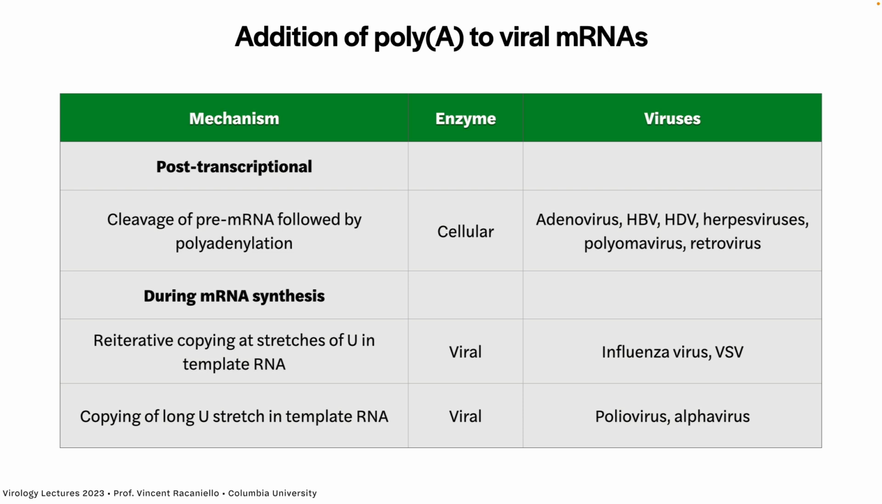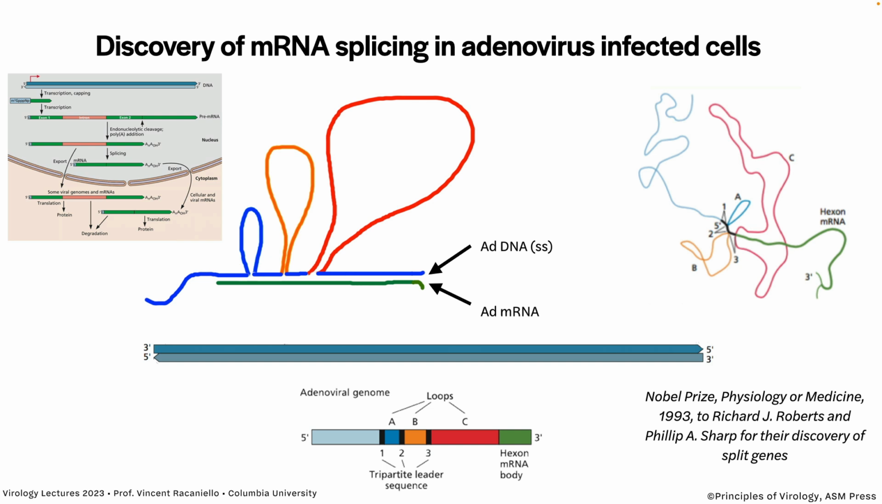Now, the other event that's important for us to explore, because it's essential for viral diversity, is splicing, mRNA splicing. And this was discovered first in adenovirus-infected cells. And what was found was that the precursor, the pre-mRNAs made in the nucleus, were bigger than the final mRNAs that ended up in the cytoplasm. And people were trying to figure out why this was.